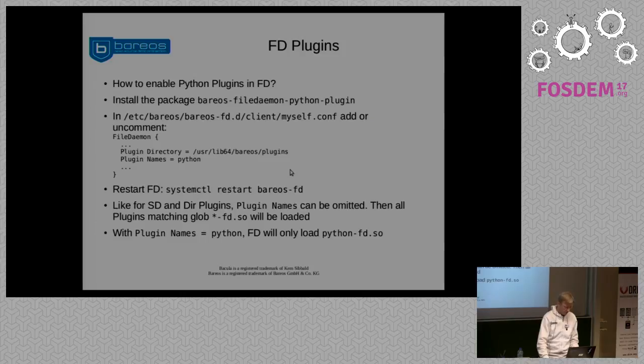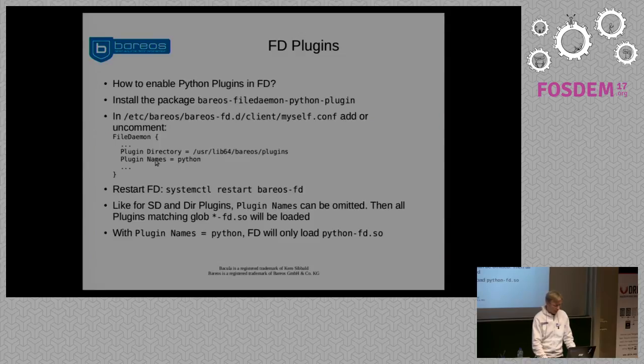So now for the FD plugins. The package to be installed is called Bareos File Daemon Python plugin. And like shown here, it must be enabled. These lines are in the default configuration that comes with the package. They are commented out. Then we have to restart the Bareos file daemon.